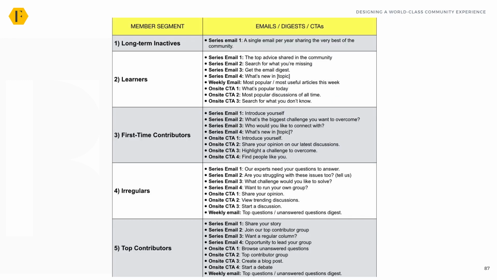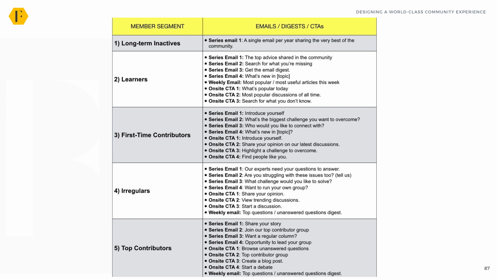So if you're a long-term inactive, you might just get one message a year, because we don't want to spam you, one message a year about the very best content from that community. If you're a learner, if you're someone that visits that community at least once a month but doesn't participate, then you're going to get information that helps you read what's popular. You came there to read, and we're going to help you read. If you're a first-time contributor, then we want to take your enthusiasm for that community and design a unique journey and set of actions just for you. If you're an irregular, if you tend to participate a little bit but not too much, then we design a different journey for you as well.